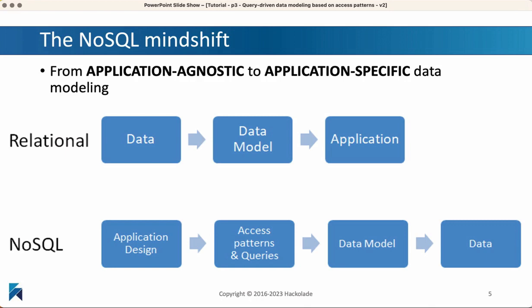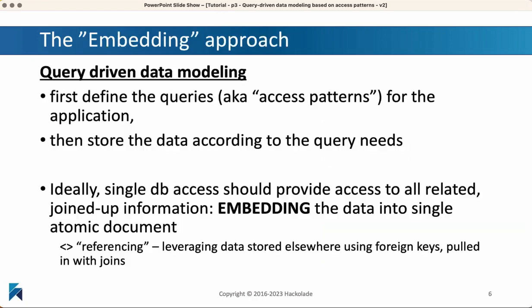And then we're going to choose the data model and the database implementation behind it based on those requirements. This is the really fundamental mind shift from application agnostic data models to application specific data models. Really important. And one of the key concepts that we use there is what we call embedding, right?